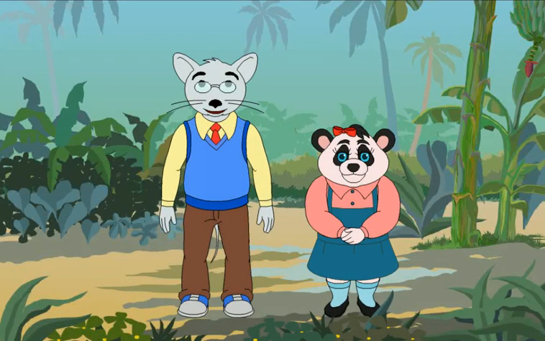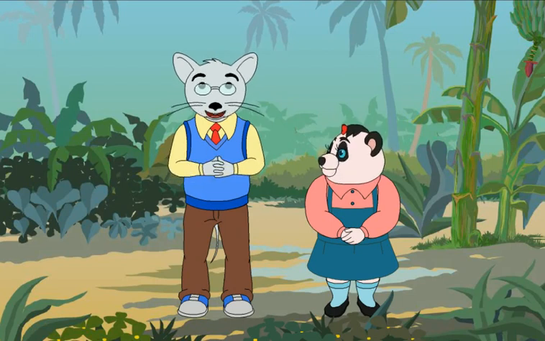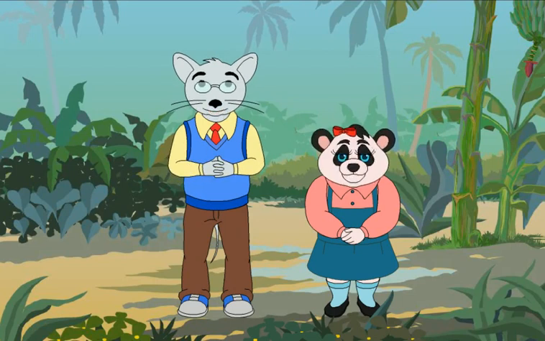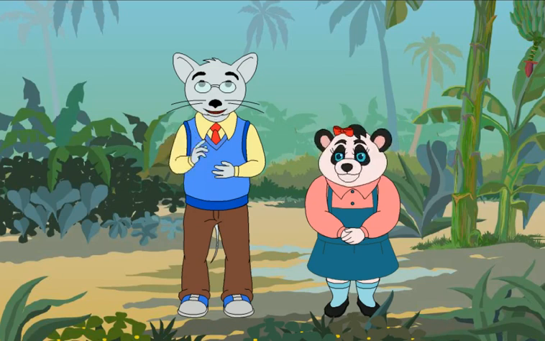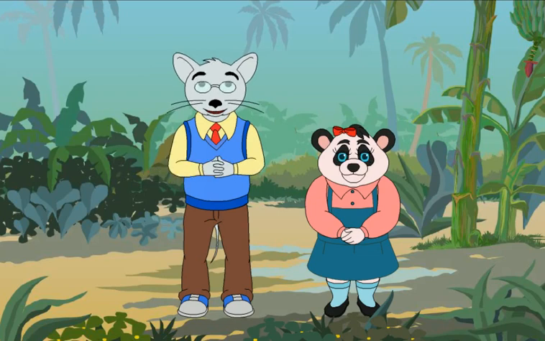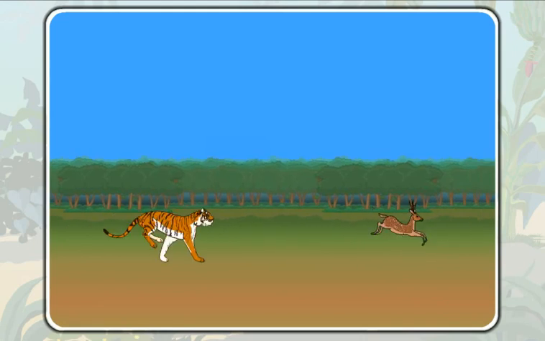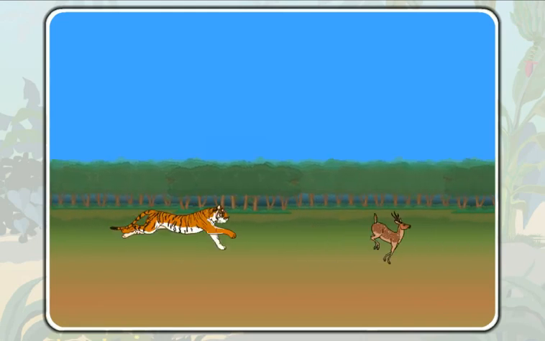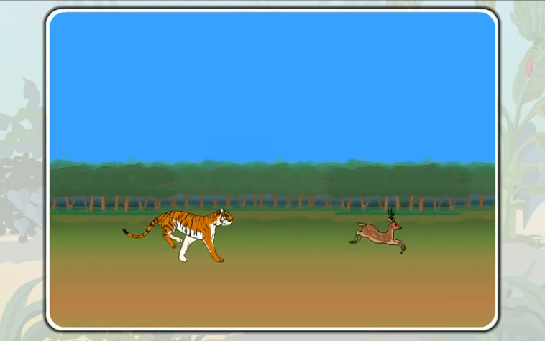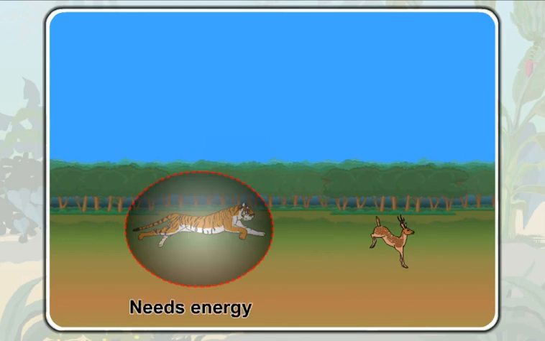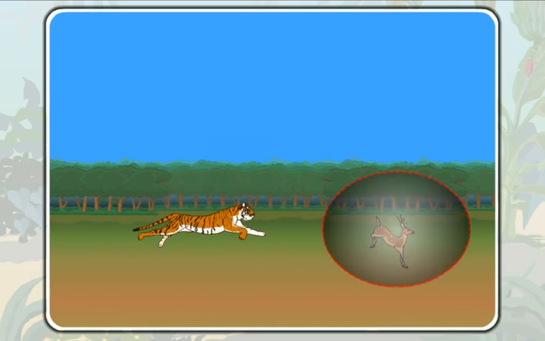Students, now let us discuss the various life processes of animals. You all know that a tiger kills other animals and eats their flesh. Have a look at this tiger. It is chasing a deer. The tiger needs energy to chase the deer, doesn't it? The deer too needs energy to run and escape the tiger.